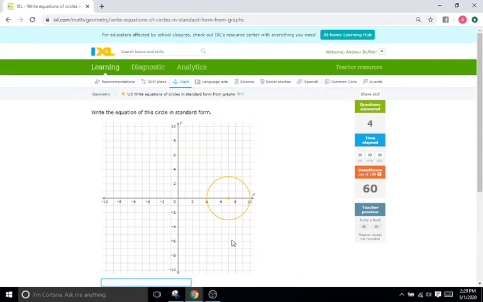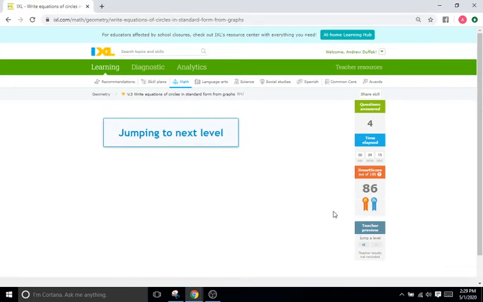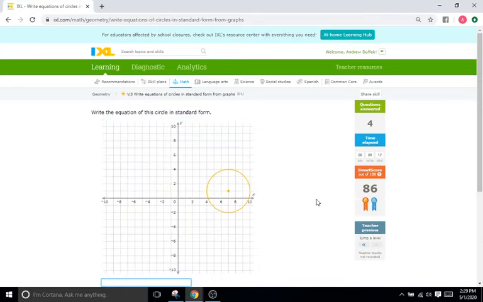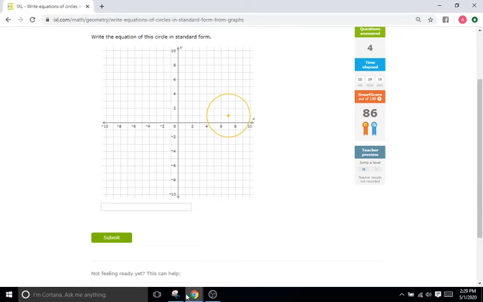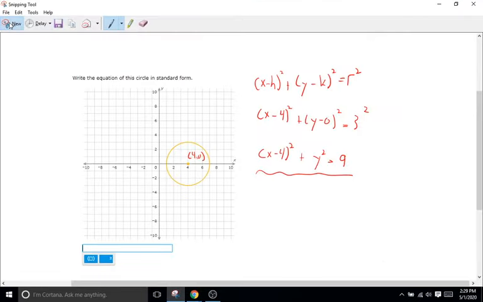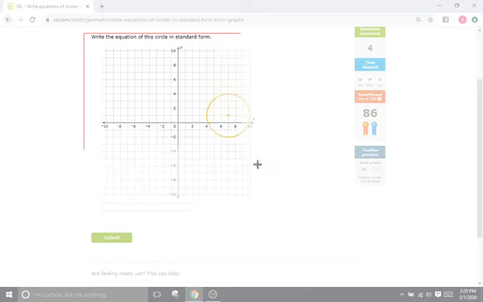right, up to 60. This one's the same type of problem. In fact, the center's just moved over a few units. Okay, I'll do this one now that the center is not going to have a 0 value for either h or k.